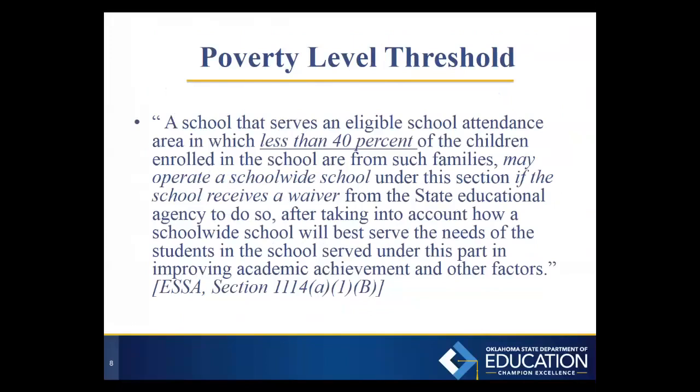So we now go into the program. We talk about the poverty level threshold. A school that serves an eligible school attendance area in which less than 40% of the children enrolled in the school are from such families may operate a school-wide school under this section if the school receives a waiver from the state educational agency to do so, after taking into account how a school-wide program will best serve the needs of the students in the school, improving academic achievement and other factors.